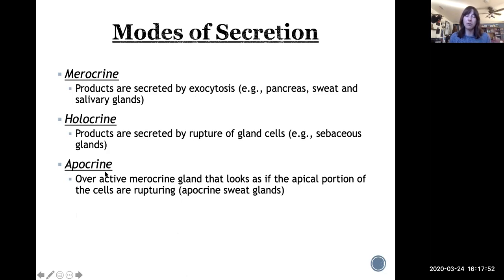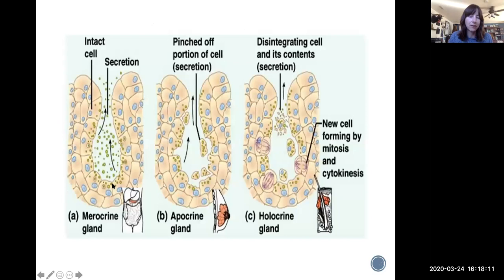Some of the cells of the apocrine gland are secreting by exocytosis, and some of them are rupturing on the apical surface. So apocrine sweat glands, which were mentioned earlier, are so called because of this feature, because of their mode of secretion. So here's your merocrine gland with the green secretion being produced by the cells individually, releasing it by exocytosis. Here's a holocrine gland whereby the cells themselves are detaching and rupturing, and it's the whole disintegrated cell and its content that is the secretion.